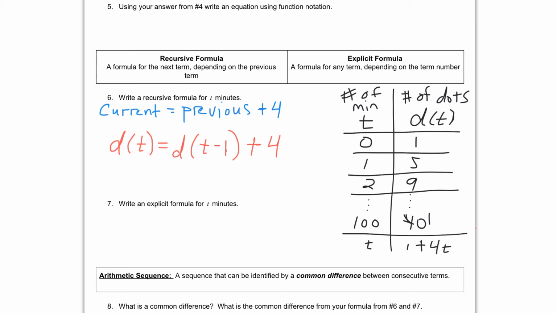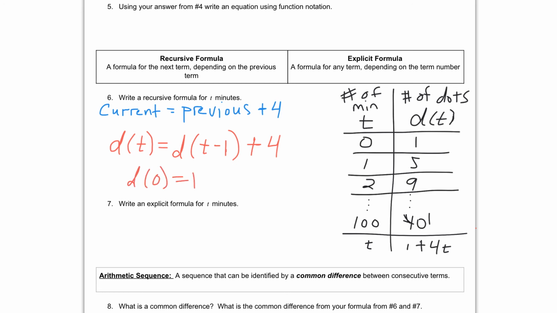The last thing we need for our recursive formula is to know what the first term actually was. So since I have d of t minus 1 plus 4, I need to know what the original one was. So I always have to list that first term as well. So I'm also going to list with my recursive formula that d of 0 is equal to 1.